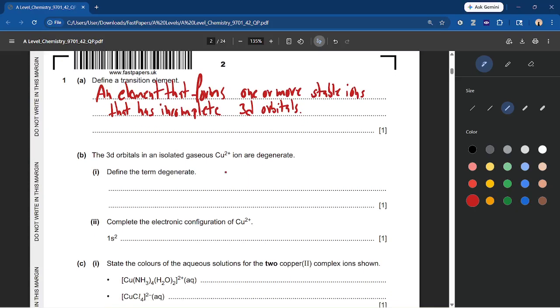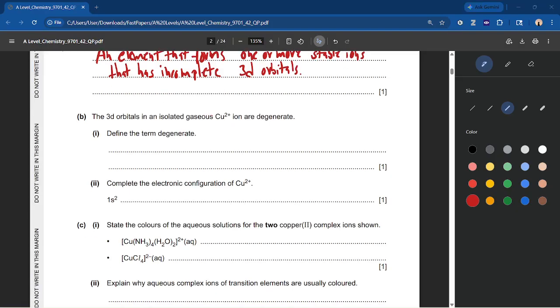Define the term degenerate. So for this one, we're going to be going very simple. It is that all the orbitals are at the same energy. So as long as you've got that written down, then you've got one mark, easy peasy.